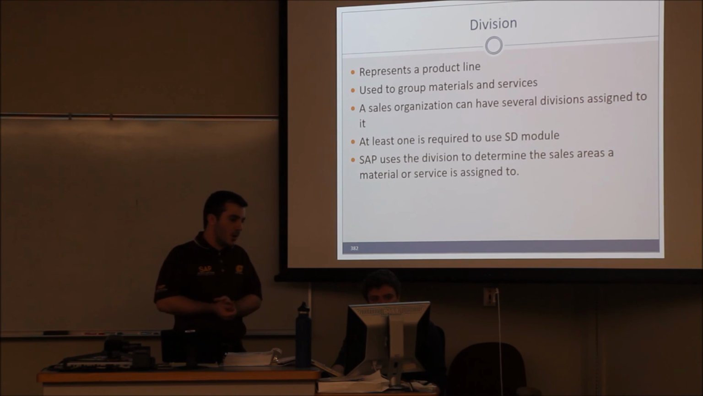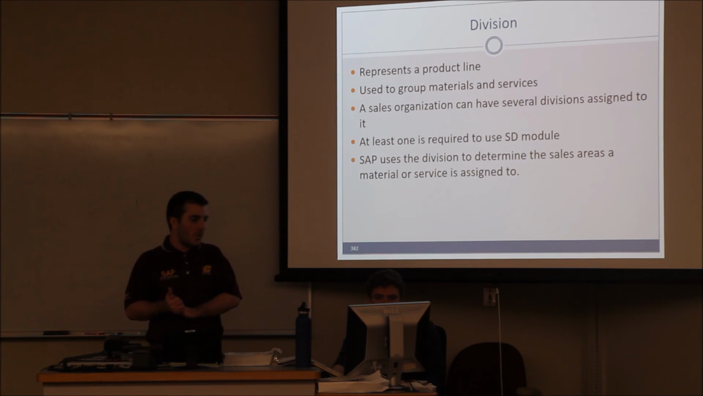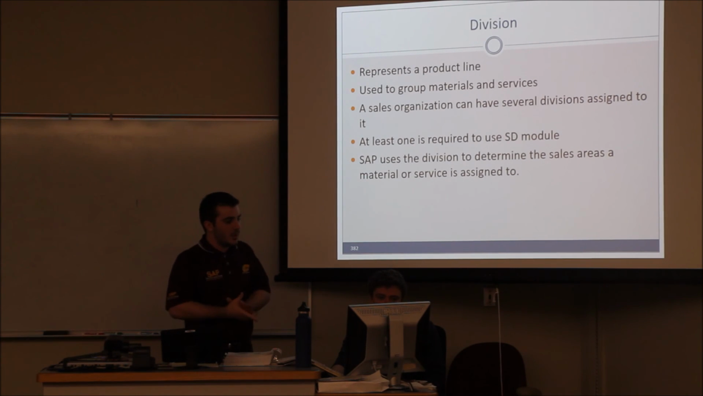Division, this represents the product line. It's used to group materials and services together. A sales organization can have several divisions assigned to it. At least one is required to use the sales and distribution module, and SAP uses the division to determine the sales area and material and service that it is assigned to.